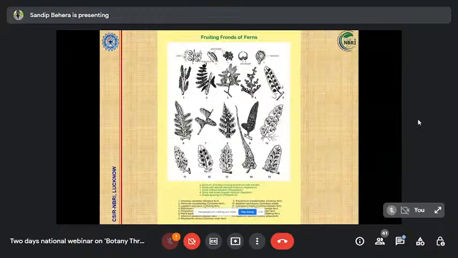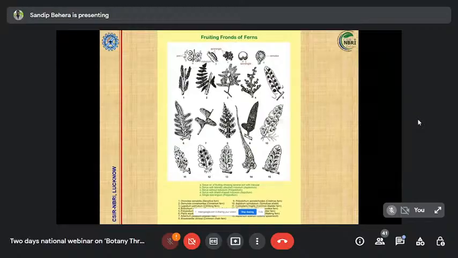So these are some of the types of indusium, how the indusia are there. See in Blechnum, this is the character of the Blechnaceae. In the midrib, you will find the sori. In some cases, it is not regular, like in patches. It will be found on the midrib, but in patches, as we found in Woodwardia. So this is a character of Blechnaceae. That means sori will be developed near the midrib. It is a character of the Blechnaceae family.